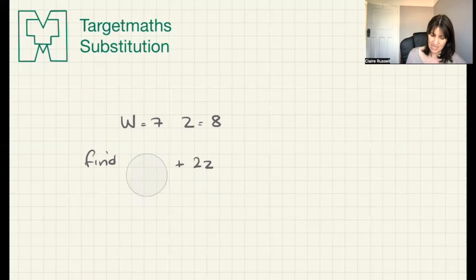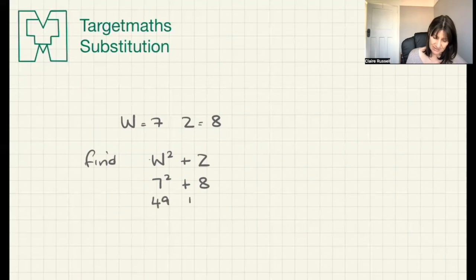All right, let's do another one. We're going to do W squared plus Z. So hit pause and press play when you're ready. Okay, so this is going to give me 7 squared plus 8. Okay, I'm going to do my power first for BIDMAS. So that's going to give me 49. And then 49 plus 8 is going to give me 57.